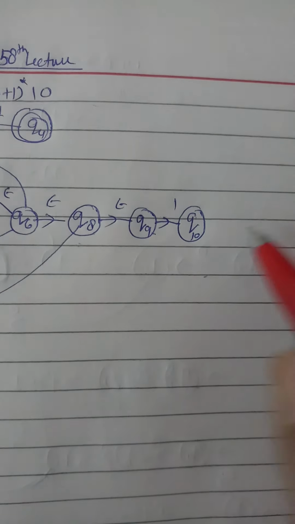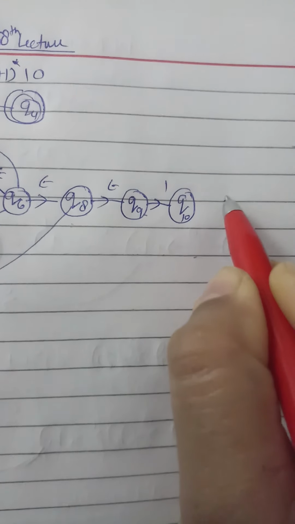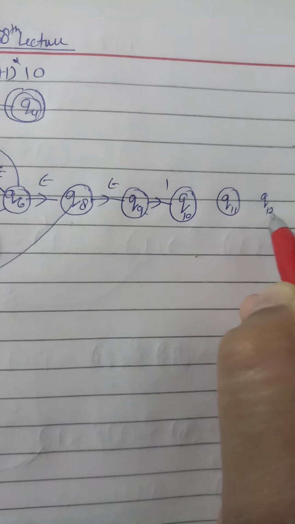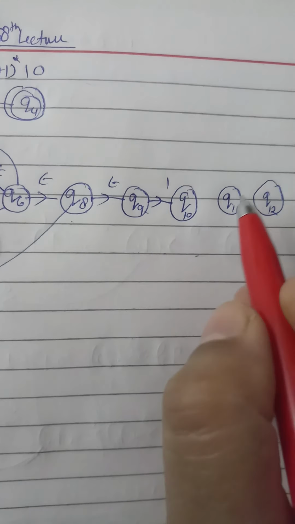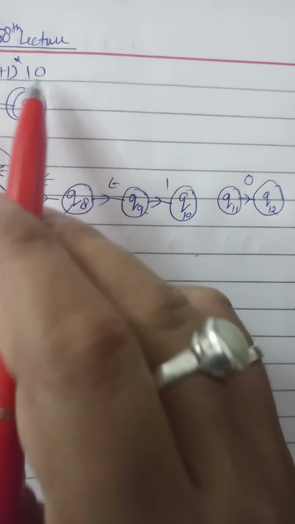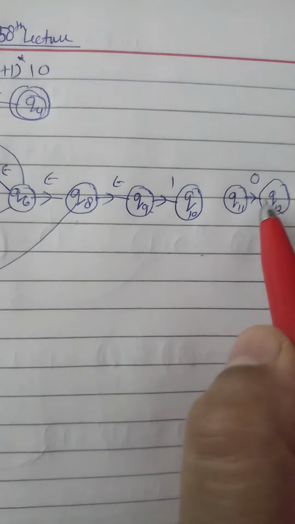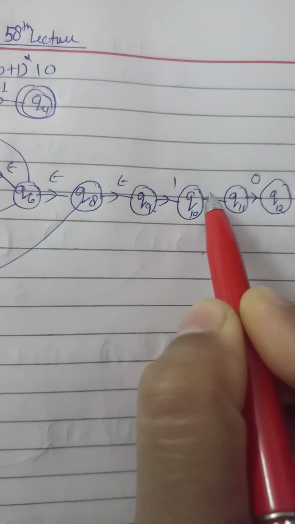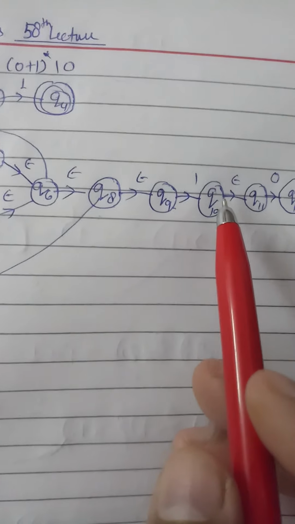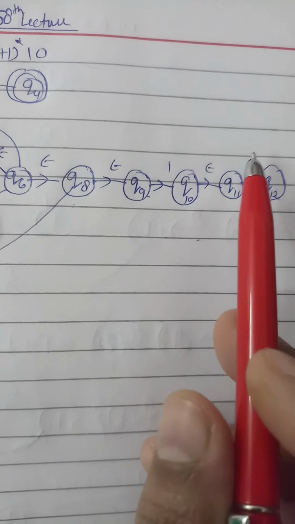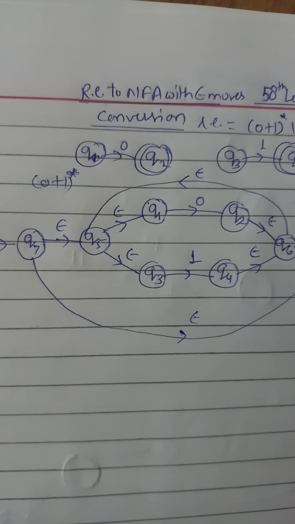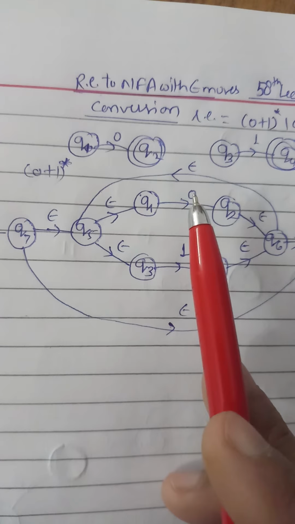In the similar way we will add 0. Q11 and Q12 with 0, because at the end what we have is 0. Q11 and Q12 with 0, and we add this with epsilon, because in this way we add in series. Now we have everything.